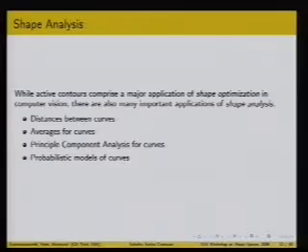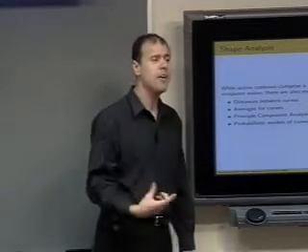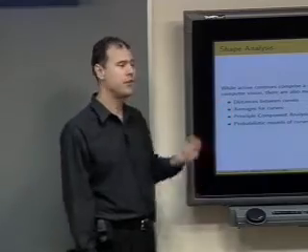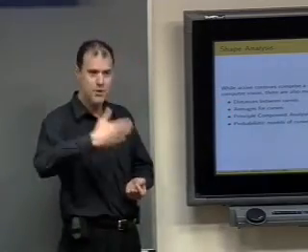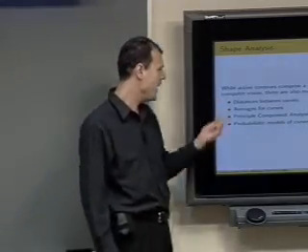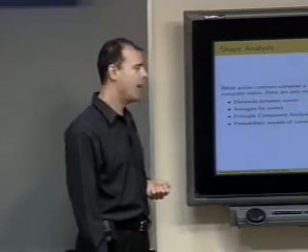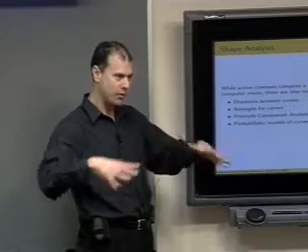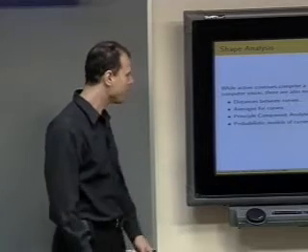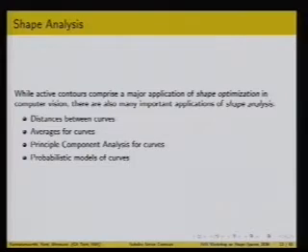Okay, so now let's go to shape analysis. What are the problems in shape analysis? Well, the most fundamental problem in shape analysis is how do I measure the distance between two curves? From that you can build up other things. Once you know how to do that, you can compute averages of curves, you can do principal component analysis, you can develop probabilistic models, distributions. But the fundamental problem boils down to how do I compute the distance between two curves?